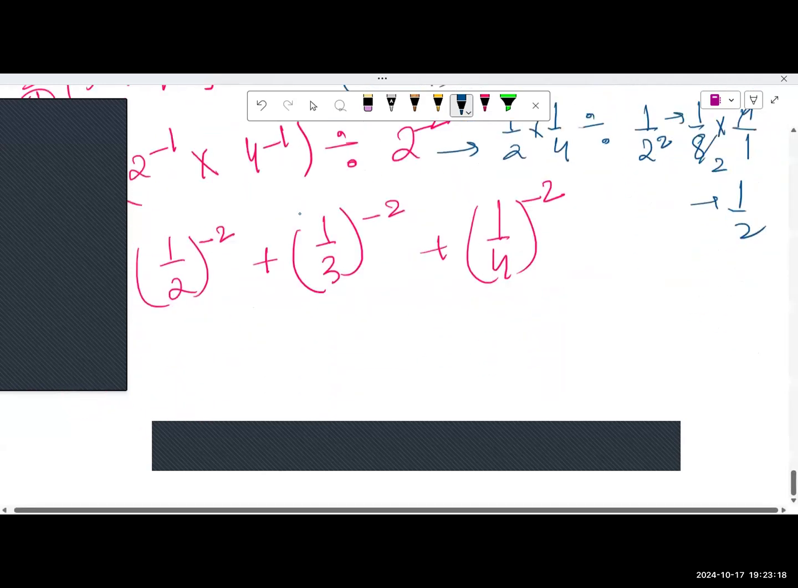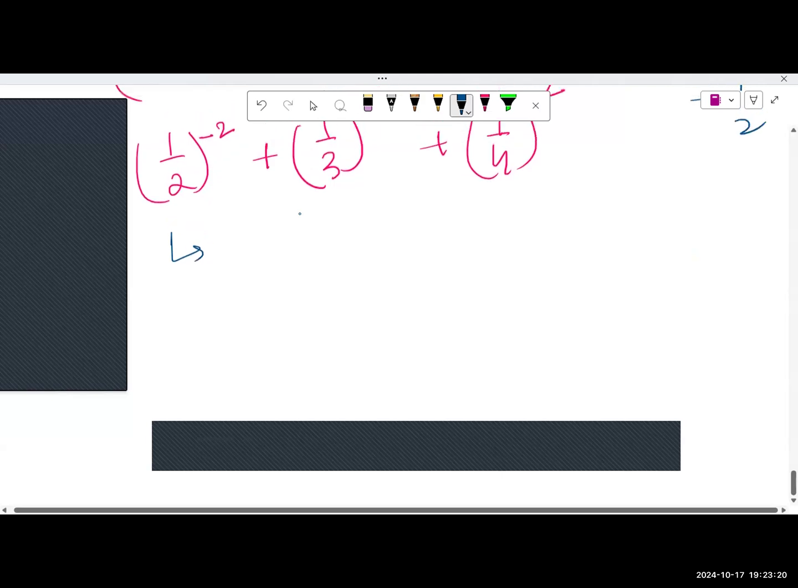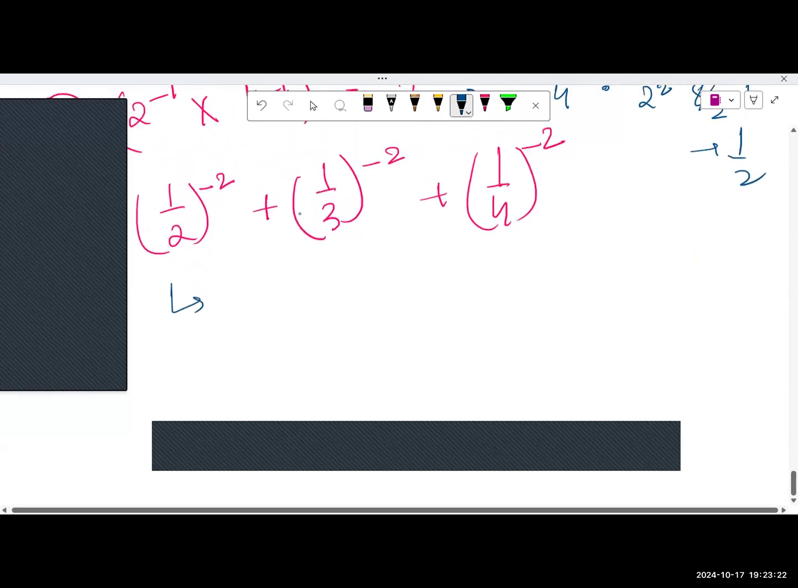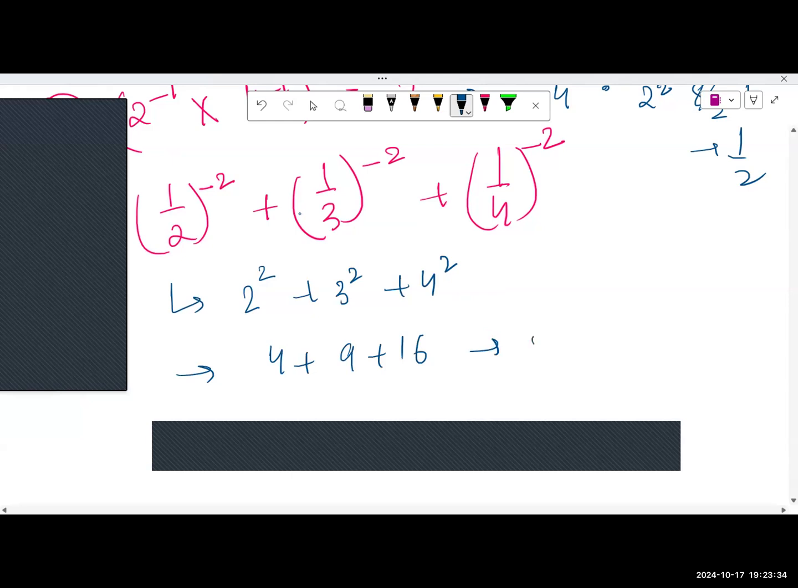The next one is 1 by 2 to a whole power minus 2 and everything has minus 2 power. So you will just reciprocal: 2 to the power 2 square plus 3 square plus 4 square. So you have 4 plus 9 plus 16. So your answer is 29. Are you all getting the answer? Yes, ma'am.